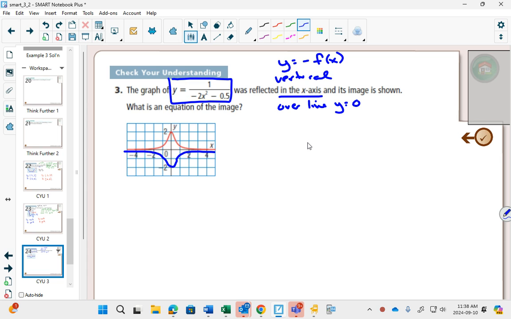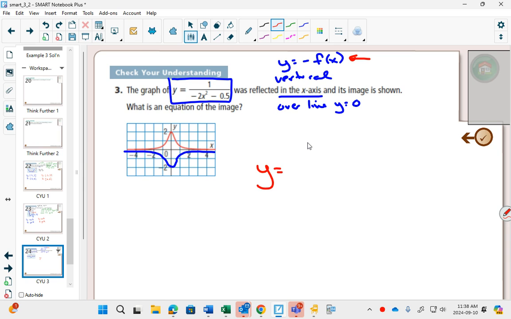And the question says, what is the equation of the red graph if this is the equation of the blue graph? And for this, I'll switch to red because I'm writing the equation of the red graph. I think this is the easiest thing to use to figure out the equation. Okay? This means you take the original graph and just multiply by a negative on the outside. So what does that look like?